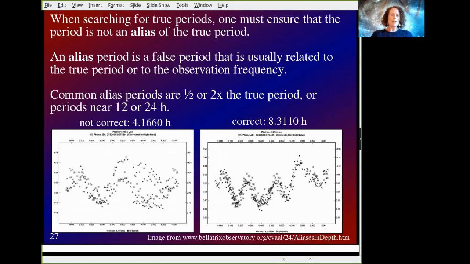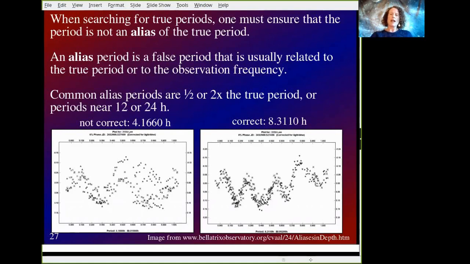On the left side, we have an incorrect period, and the incorrect period is 4.1660 hours. Notice that that's half of the true period. When you look at the phase light curve on the left, you can see why it might pop out as a possible period, because you do see maxima and minima in the light curve, but there's more scatter in it. We can see with human intervention here that that does not look appropriate and that the points are not repeating the pattern very nicely. So if 4.1660 showed up as your period and you saw this light curve, then you should try a multiple of it. You double it and you get the true light curve.